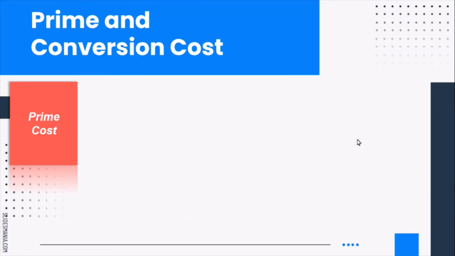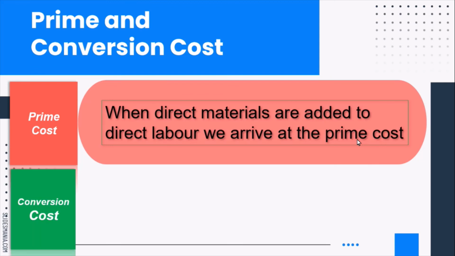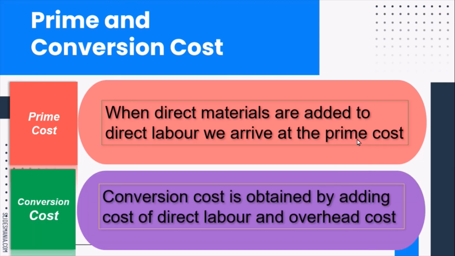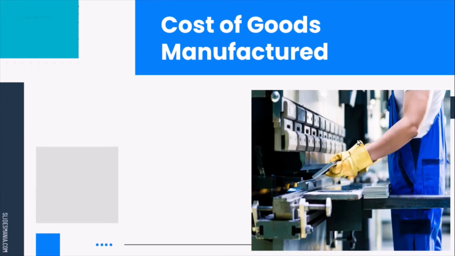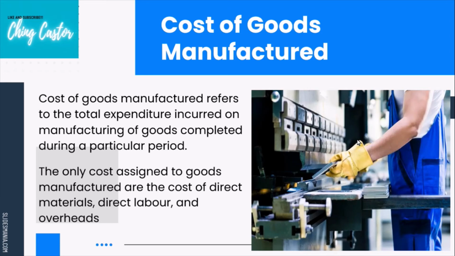So we have the prime and conversion costs. When direct materials are added to direct labor, we arrive at the prime cost. The conversion costs are obtained by adding the cost of direct labor and overhead costs. Then we have the cost of goods manufactured. Cost of goods manufactured refers to the total expenditure incurred on manufacturing of goods completed during a particular period. The only costs assigned to goods manufactured are the cost of direct materials, direct labor, and overhead.